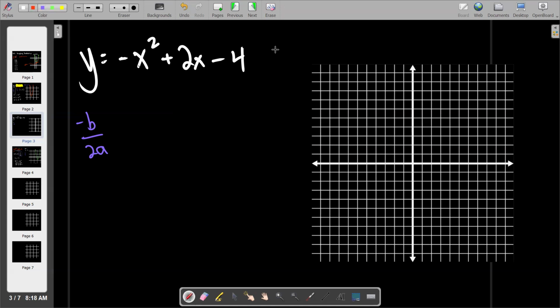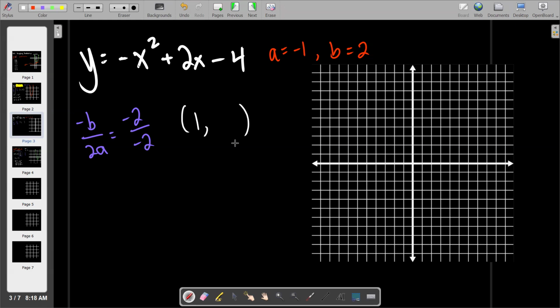It is -1. What's B? Nice. This formula just won't fail you. I mean, you can fail it, but it won't ever fail you. So what is the opposite of B? -2. And what is 2 times A? 2 times -1 is -2. And what's -2 over -2? +1. So we now know the horizontal location of the vertex.